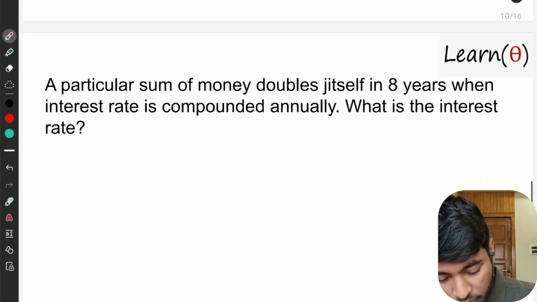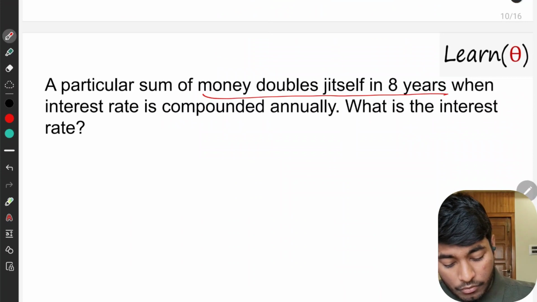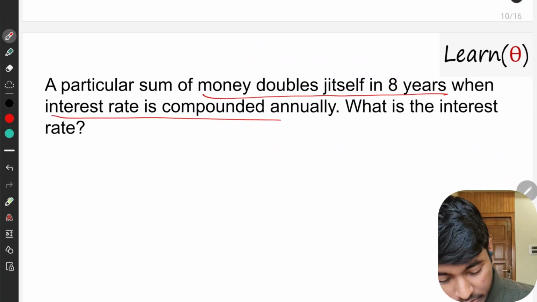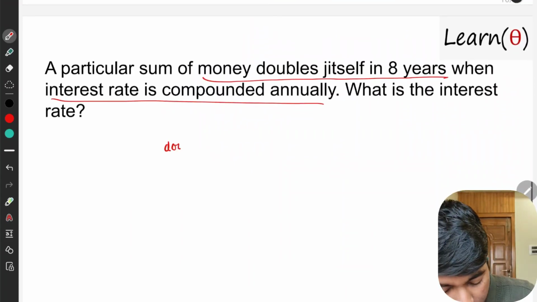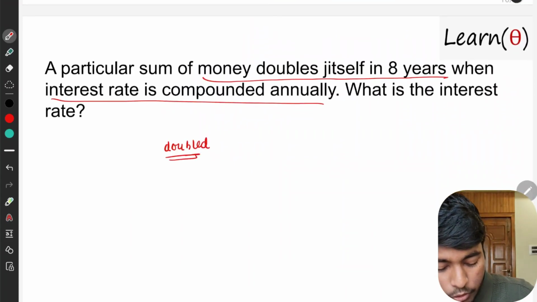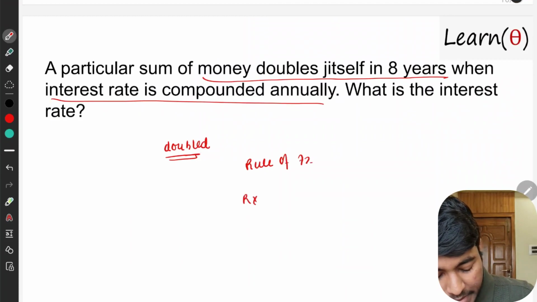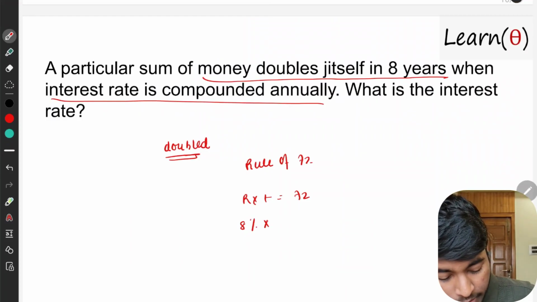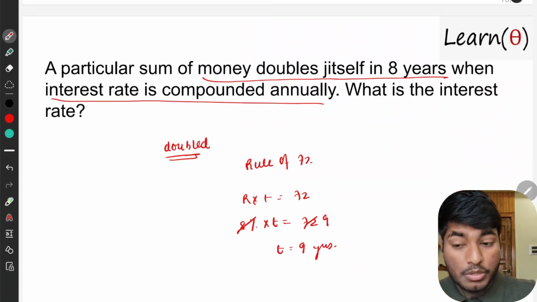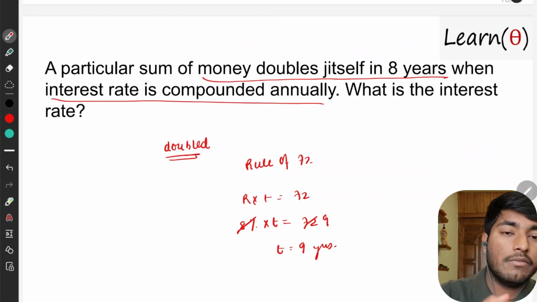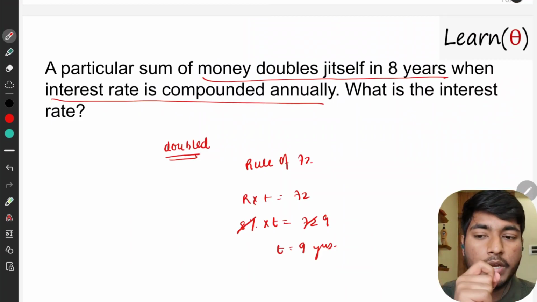A particular sum of money doubles itself in 8 years when interest rate is compounded annually. What is the interest rate? So it is said that the amount is getting doubled. What will I apply? I will apply the rule of 72. Rate multiplied by time must be equal to 72. What is the rate? Rate is 8% annually. What is the time? I need to calculate 72 upon 8. 9. Time is equal to 9 years.